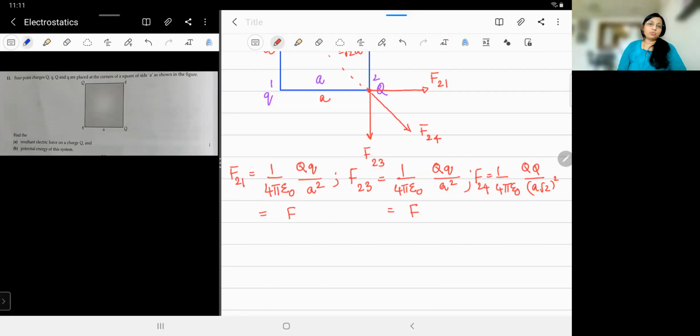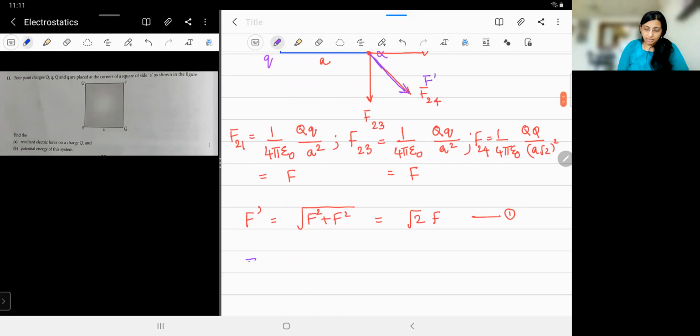Now since F21 and F23 are perpendicular to each other, I'm just adding them first. So F dash is equal to root of F square plus F square, which is equal to root 2 F. Equation number 1. Now let us see the direction of this force vector also. Since they are equal vectors, it will act like this, on the same line as F24. So F dash is also on the same line.